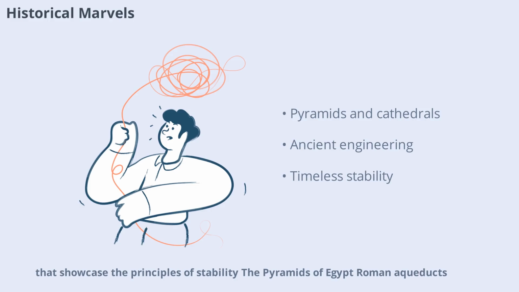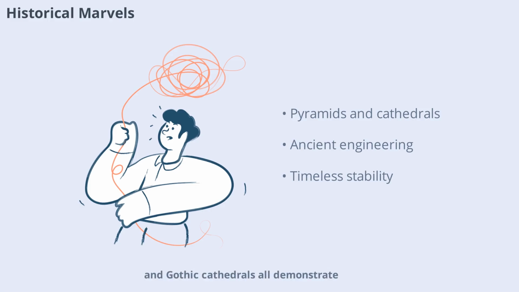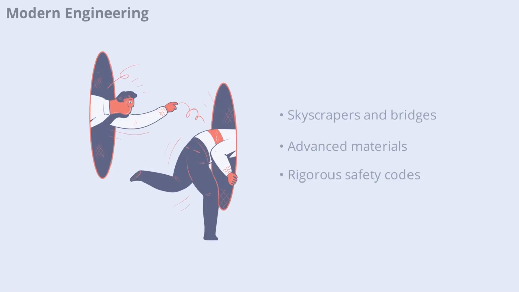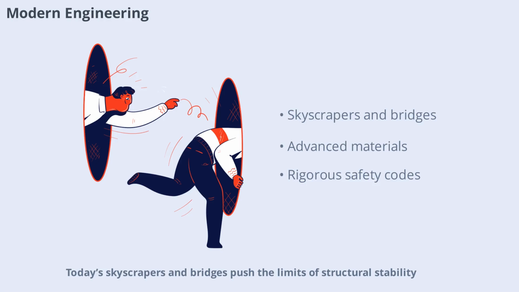Throughout history, humans have built incredible structures that showcase the principles of stability. The pyramids of Egypt, Roman aqueducts, and Gothic cathedrals all demonstrate advanced understanding of materials and forces. These ancient marvels continue to inspire modern engineers, proving that the science behind stability has deep roots in our past. Today's skyscrapers and bridges push the limits of structural stability.